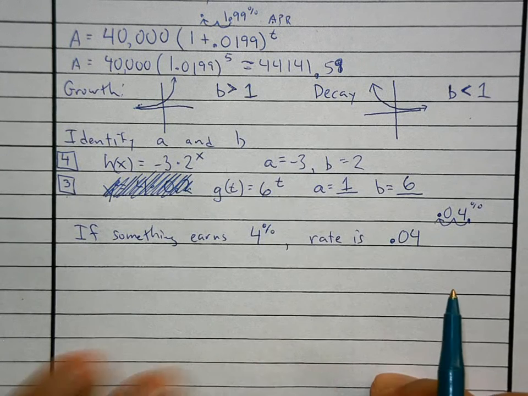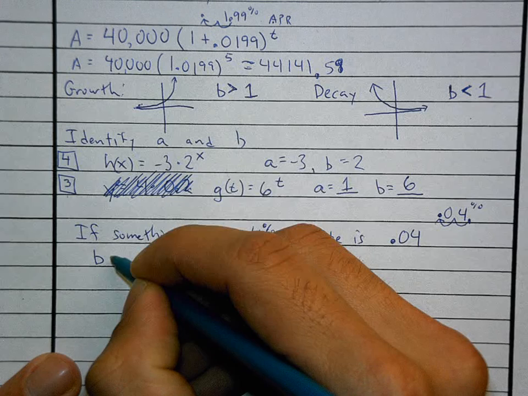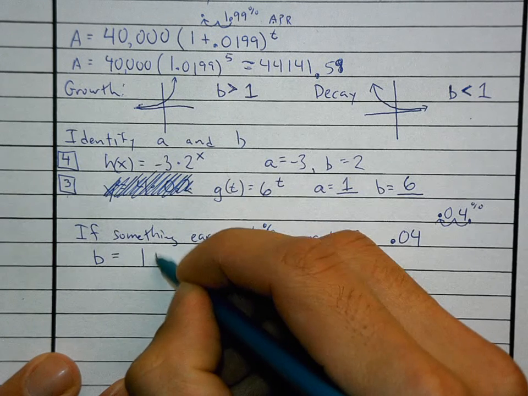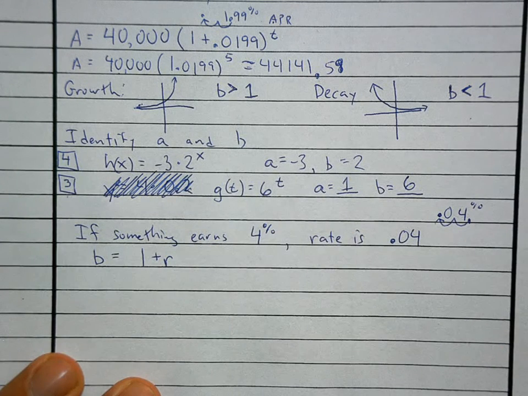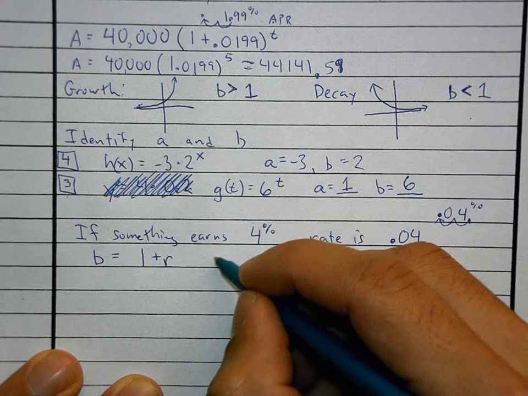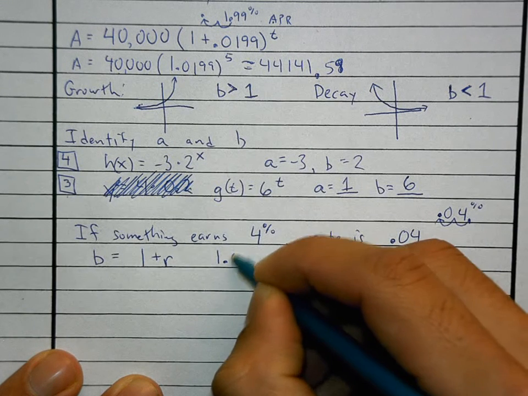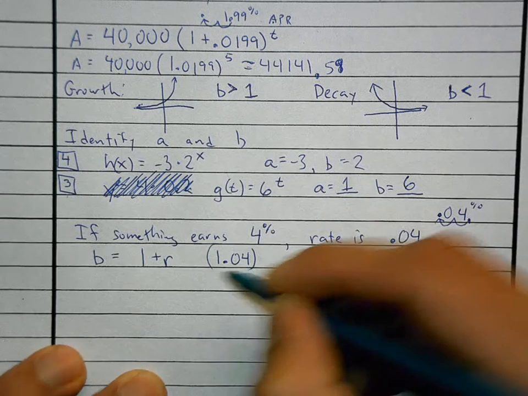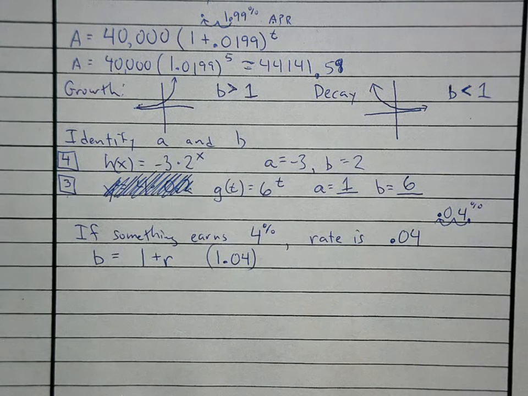That's not B. B will equal 1 plus the rate. That's what we wrote down earlier. So if I want to know what the base is, when something earns 4%, the base would be 1.04. That is literally the hardest thing for me to get you to remember.